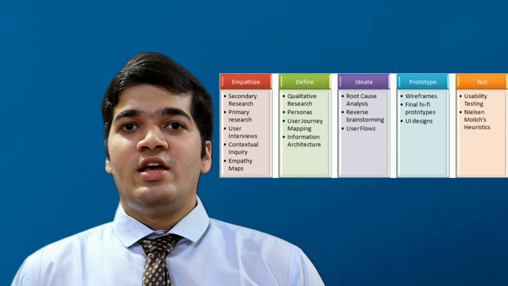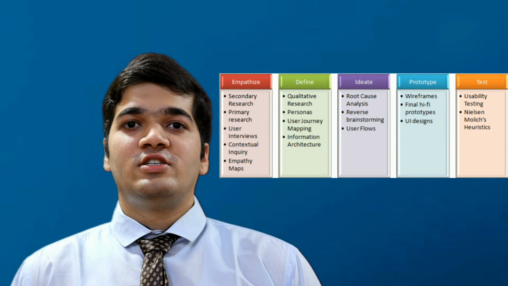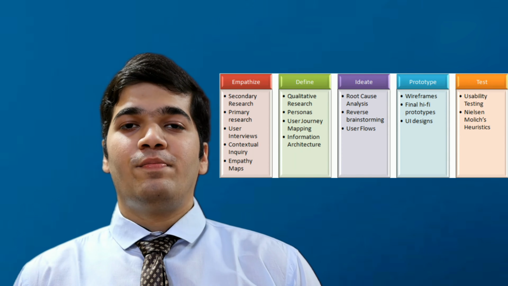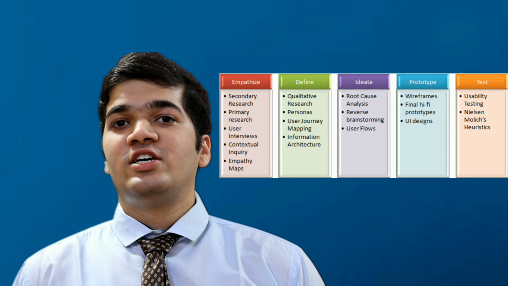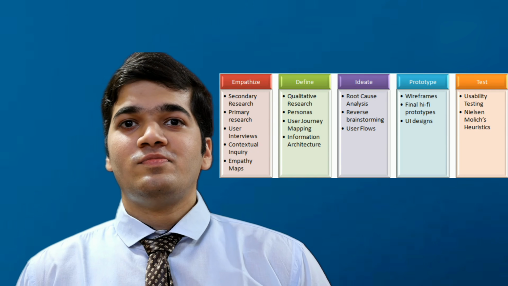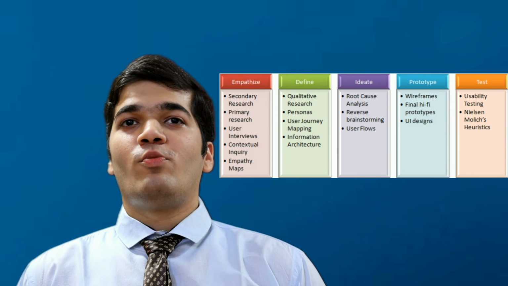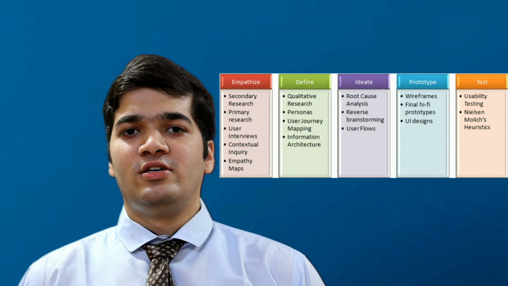Under the define stage, explored the problem space in depth, focused more on qualitative research. Created personas for effective categorization of users. Then created journey mappings to identify opportunity areas to be fixed. Then created the information architecture.